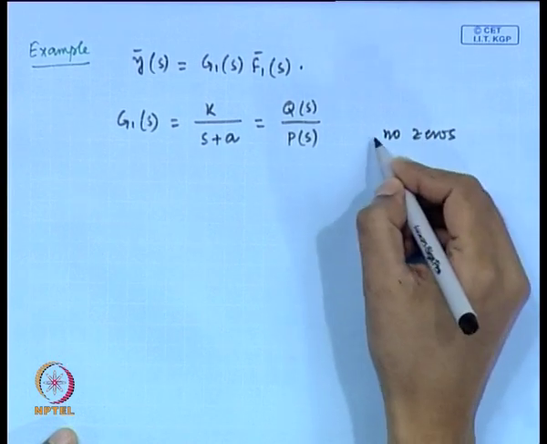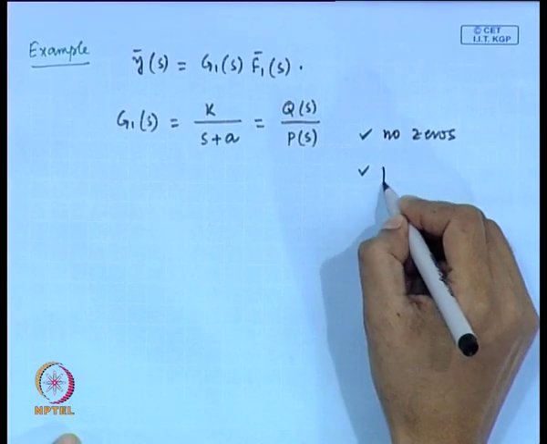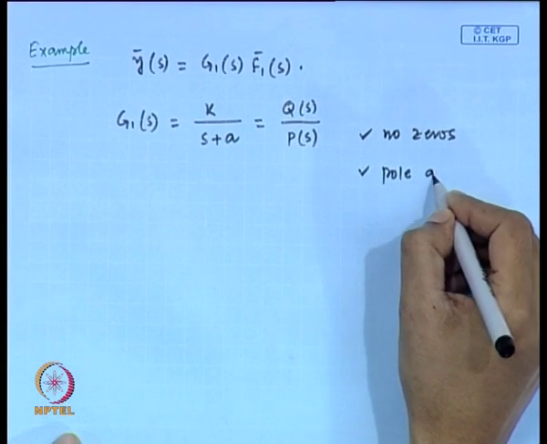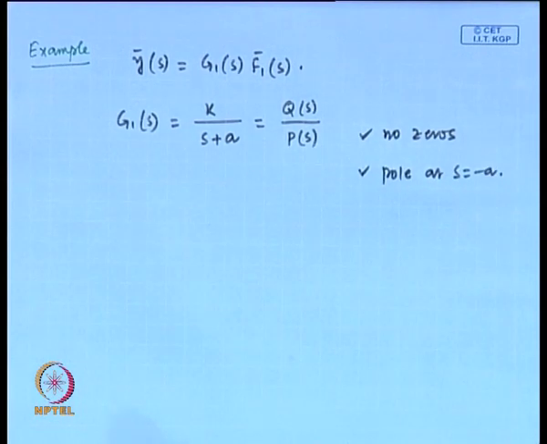Fine. And what about P(s)? P(s) is s plus a. So, there is a pole at s equals to minus a. Understood? There are no zeros for the example system and there is a pole at s equals to minus a.